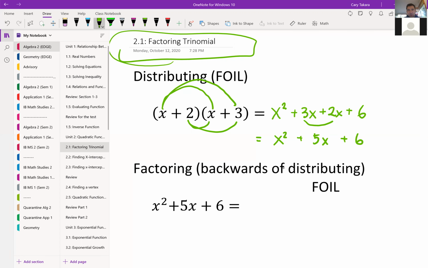Now, our goal is to go from this and get back to these 2 parentheses. That is called factoring. It's the exact opposite process of distributing 2 parentheses. Are you with me? Yeah?